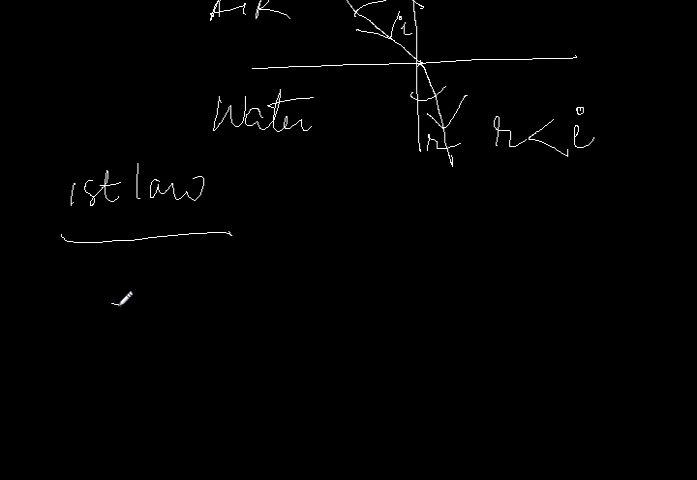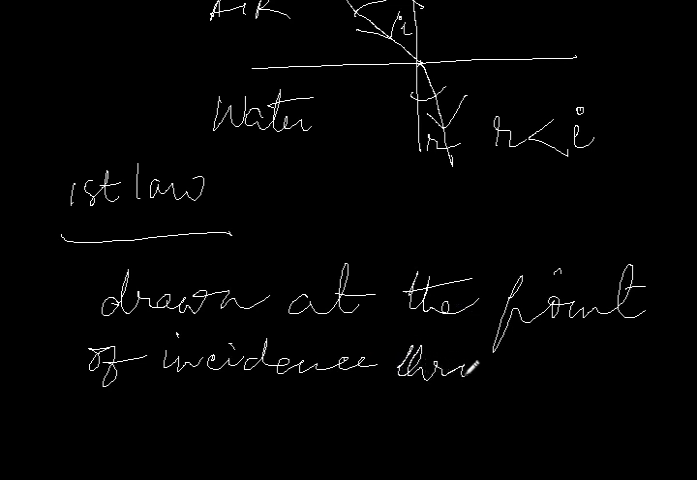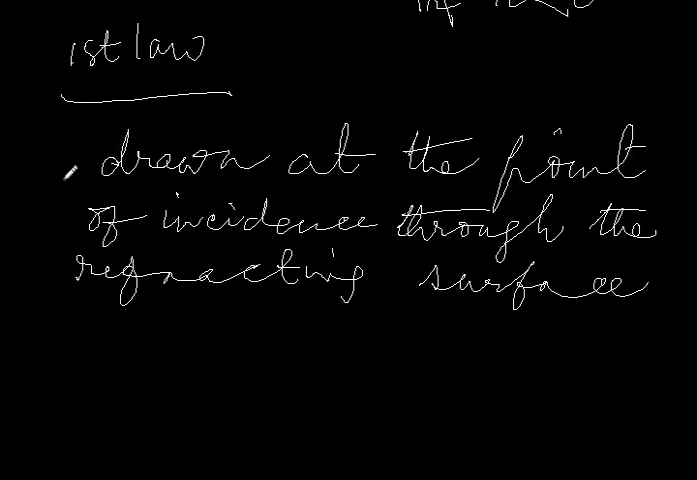Normal drawn at the point of incidence through the refracting surface. Keep in your mind this statement regarding the normal. So again I am stating: the incident ray, the refracted ray, and the normal drawn at the point of incidence to the refracting surface lie on the same plane. This is the first law.